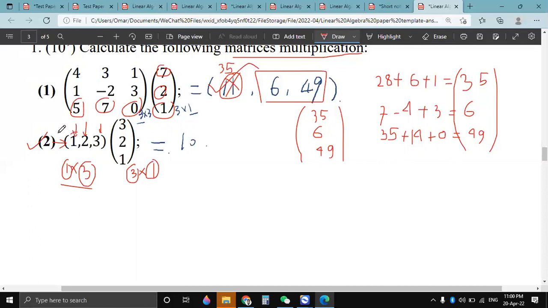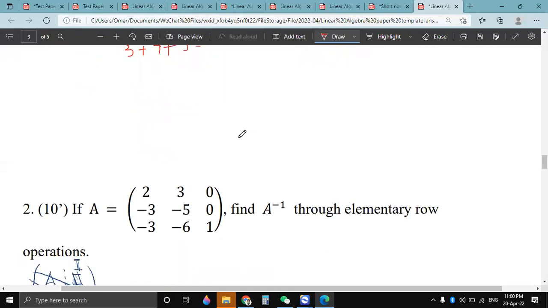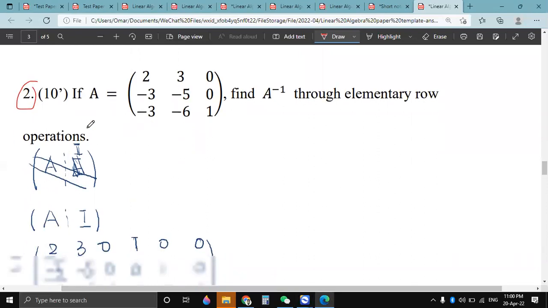If you multiply this way, from left to right and from top to bottom, the answer will be 1 multiply 3, it will be 3, then plus 2 multiply 2, it will be 4, and then plus 3 multiply 1, it will be 3. So 3 plus 4 is 7, and 7 plus 3 is 10, right? So the answer is 10. This way you solve matrix multiplication. So guys, can you understand? Yes, Omar. These are very simple questions. So let's go to the second option.